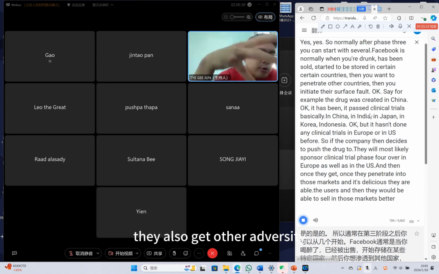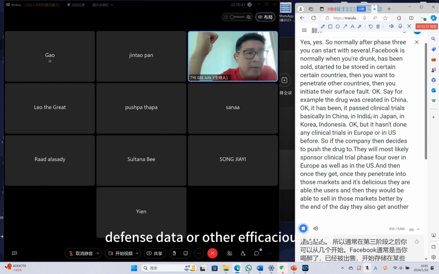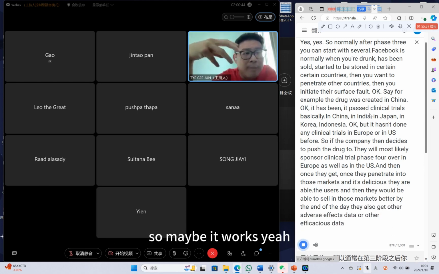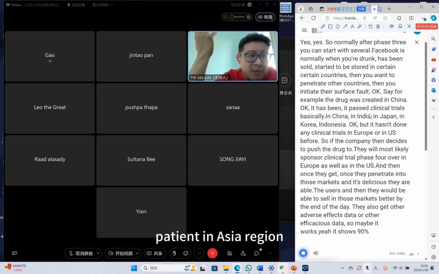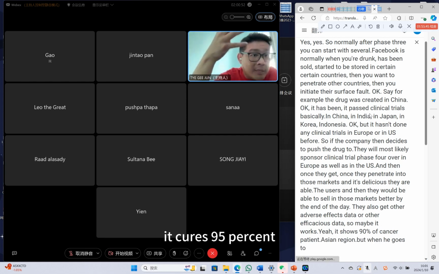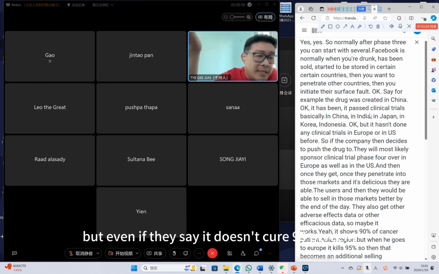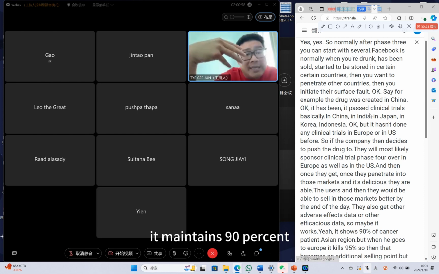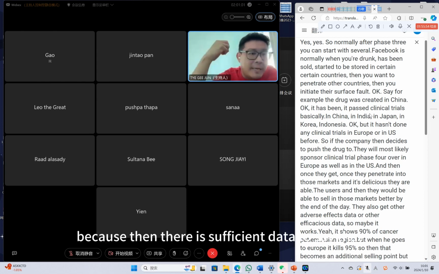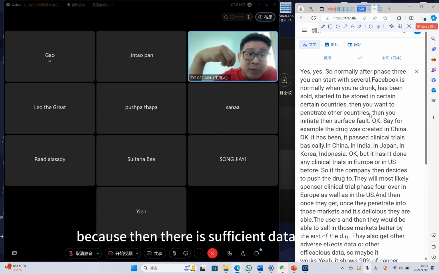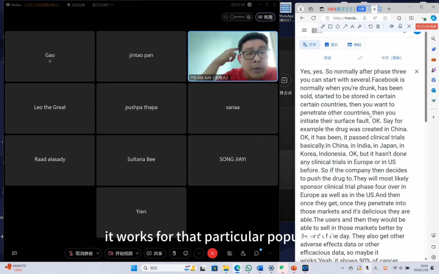But at the end of the day, they also get other adverse effects data or other efficacy data. So maybe it cures 90% of cancer patients in the Asia region, but when it goes to Europe, it cures 95%. Then that becomes an additional selling point. But even if it doesn't cure 95% and maintains at 90%, it is still good because there is sufficient data to say that it works for that particular population as well.